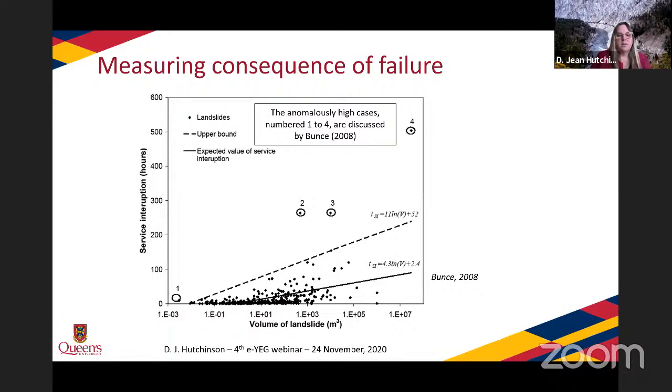Another way of looking at consequence of failure is shown here from some work by Chris Bunce, looking at a section of railway track in Canada where he could relate the volume of landslides that occurred to precipitation and other factors. But in this case, he's looking at it from the perspective of service interruption on that railway track. So a measure of the service loss. And he can relate with the 2 lines that he's fit to this data, the effects of the volume of the landslide, the time it takes to clear that and reestablish track service, and then when the trains can get moving again. So another way of measuring consequence.